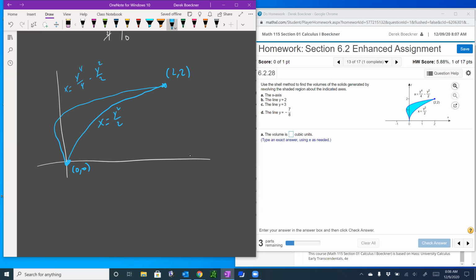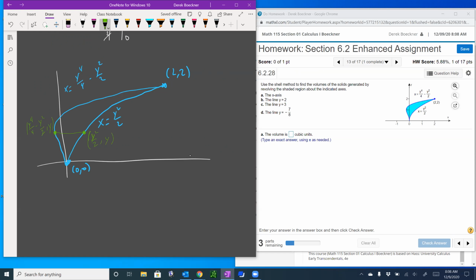Okay. So let's draw in a representative strip. Okay. This is going to be at y to the 4th over 4 minus y squared over 2, comma y. This point's at y squared over 2, comma y. We good with my labeling those 2 points there at the end of the strip? Yeah.